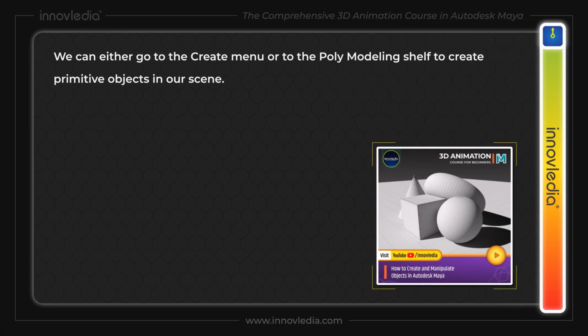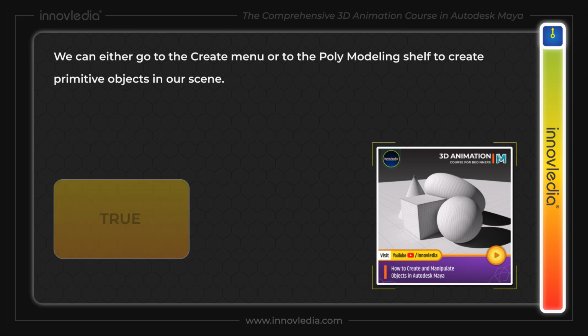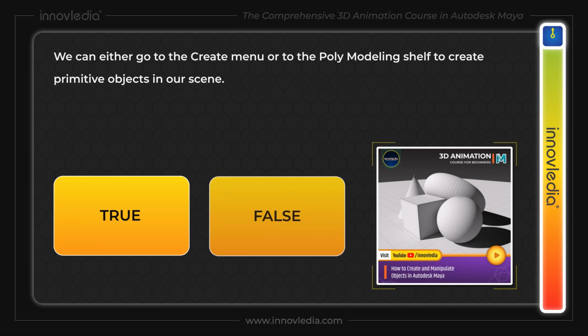We can either go to the Create menu or to the Polymodeling shelf to create primitive objects in our scene. The options are True, False. Your time starts now. And the correct answer is True.